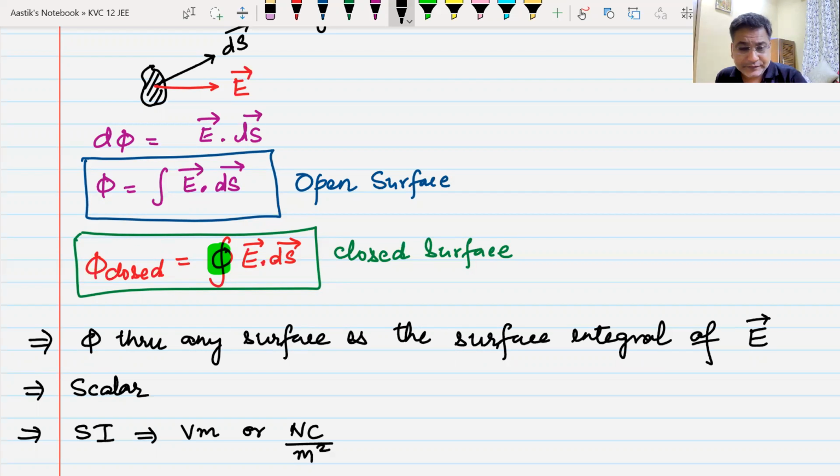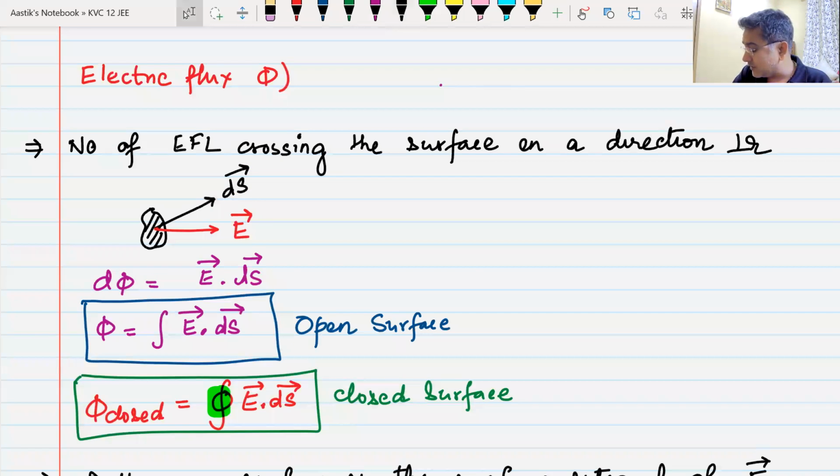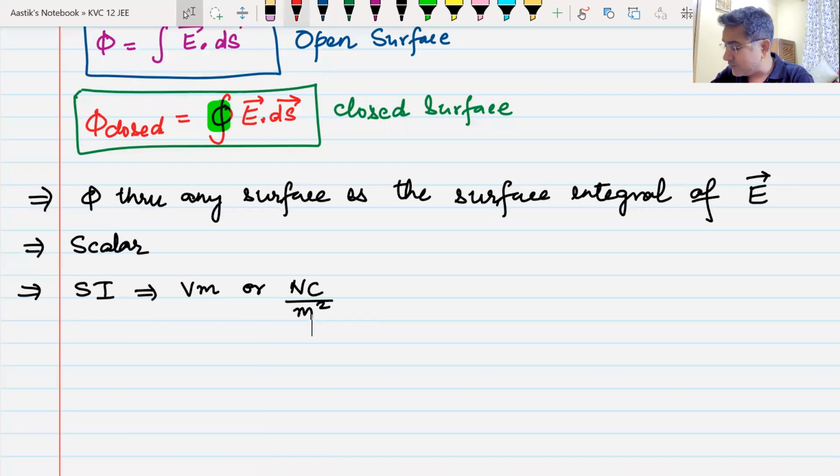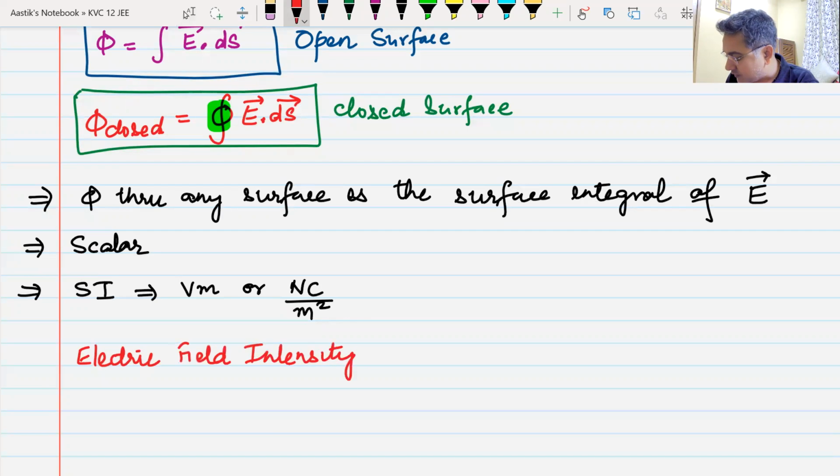Do we understand this? Yes, sir. Now, electric flux is the measure of the number of electric field lines which are crossing the surface in a direction perpendicular to the surface. Up till now, we have not used electric flux. Up till now, we have used electric field or electric field intensity. Now, how do you define the electric field intensity in terms of the number of field lines? So now we can also understand this. Electric field intensity, which we were calling electric field E.